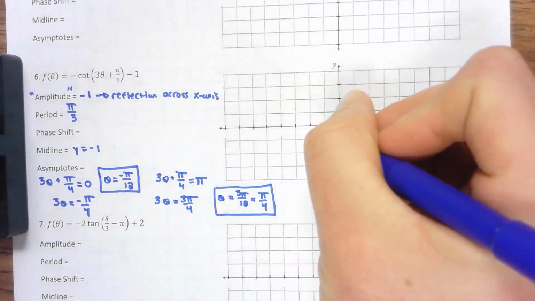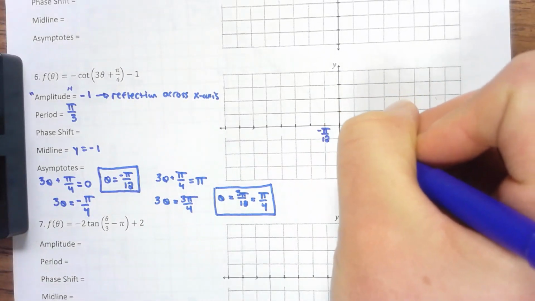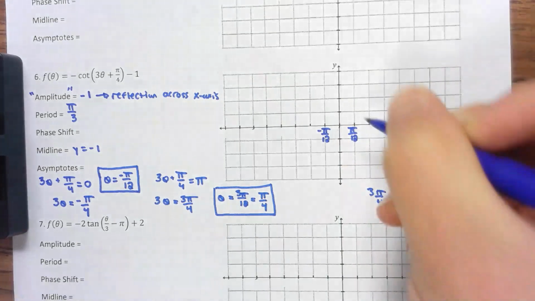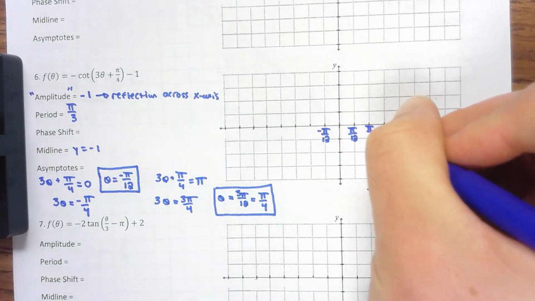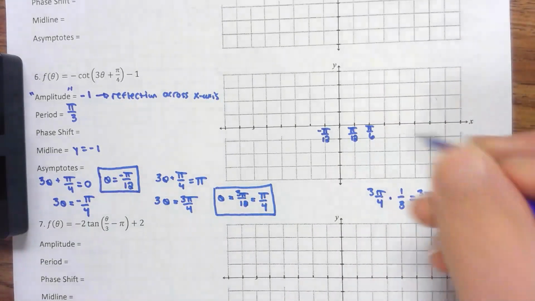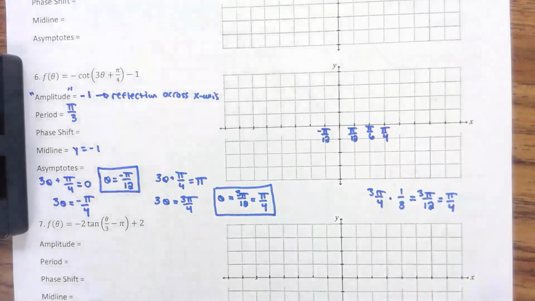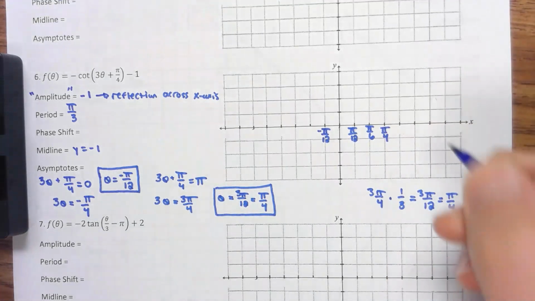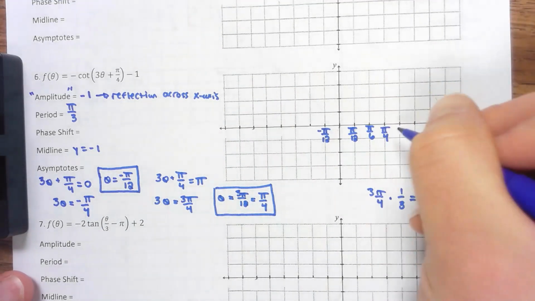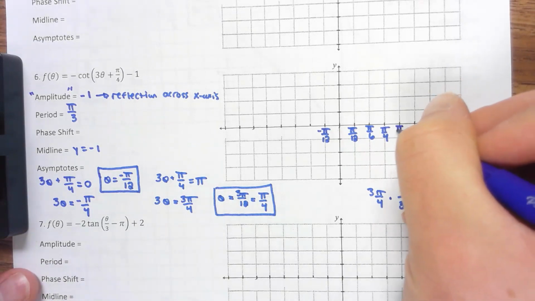So this first one would be negative pi over 12. This would be 1 pi over 12. And then 2 pi over 12, which reduces down to pi over 6. So 1, 2, 3 pi over 12 reduces down to pi over 4. And let's just fill in the rest of these. So the next one would be 1, 2, 3, 4 pi over 12, which is pi over 3.